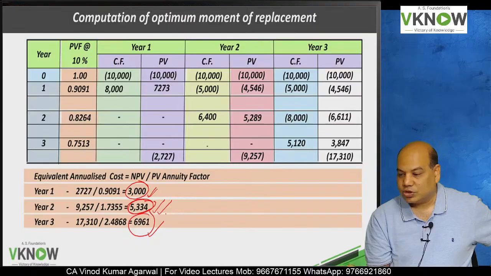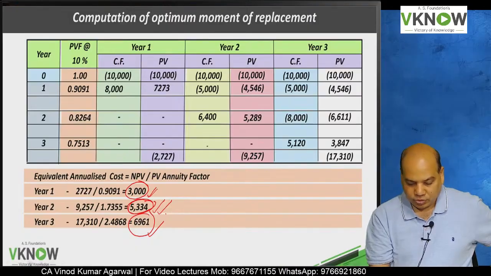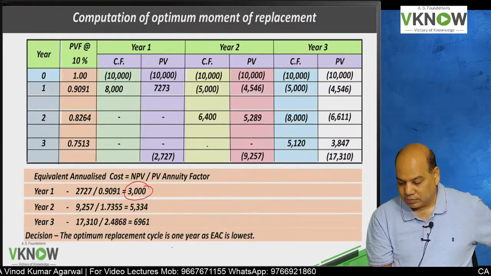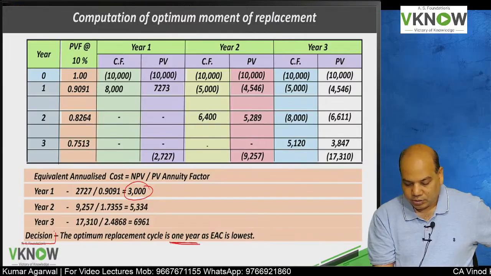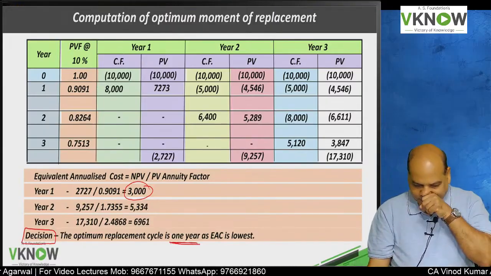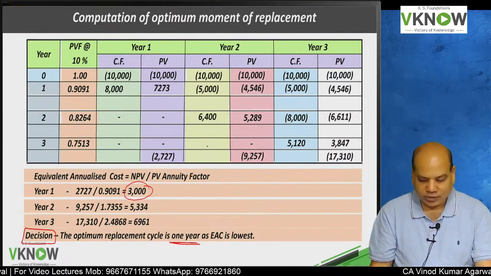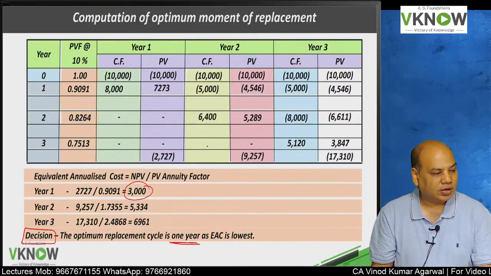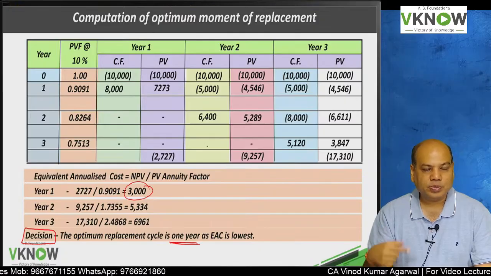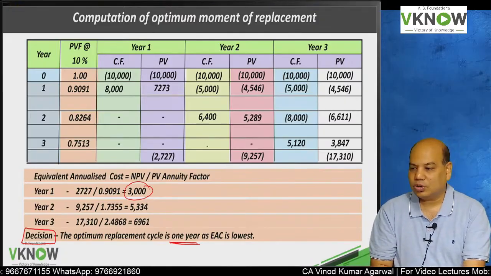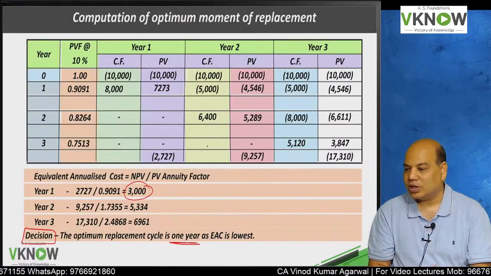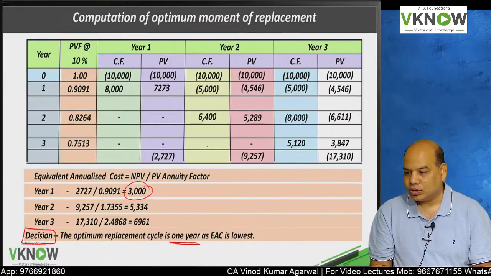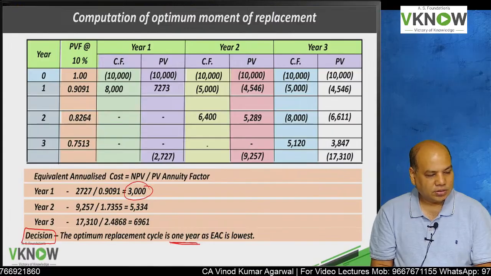So which is cheaper to run per annum? 3000 is the lowest. So my optimum replacement timing will be year 1. Write down the decision. The optimum replacement cycle is 1 year. That means the company should keep on changing the moped every year on a pure numerical, pure financial basis, as the EAC is lowest.